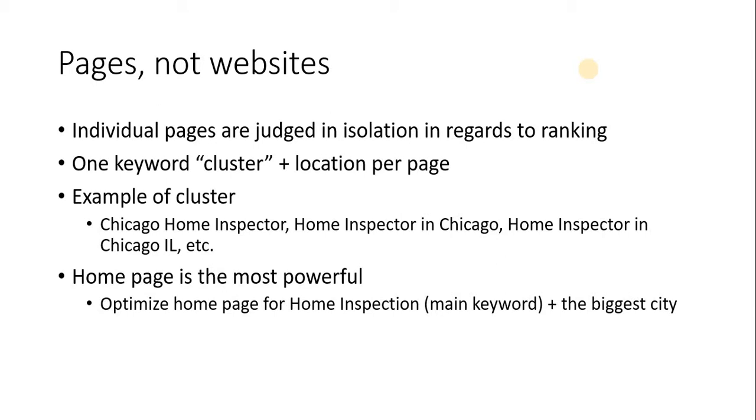So when I say one keyword plus location per page, what that means is if you wanted to rank for Chicago home inspector, you would prioritize one page for everything related to Chicago and everything related to home inspector, right? And then on the other hand, let's say you wanted to also rank for Chicago mold inspector, that would be a different page on your website, and that page would be all about Chicago and mold, right? Now, hope that makes sense.